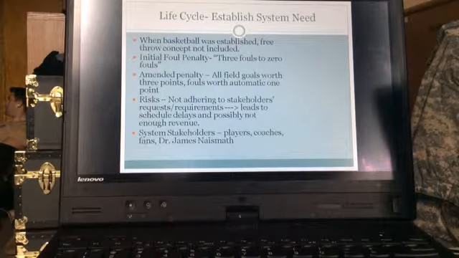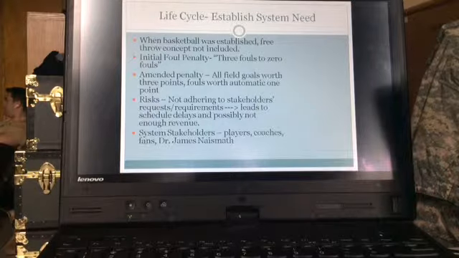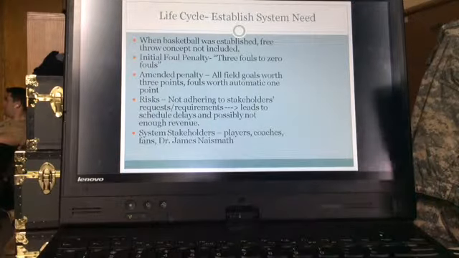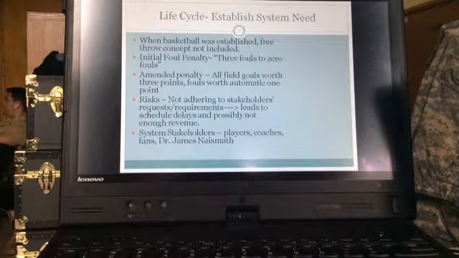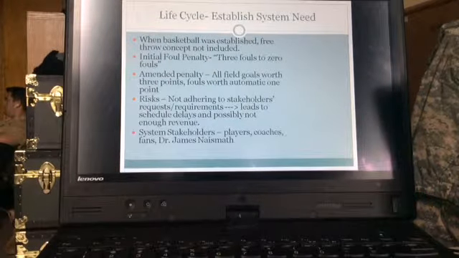When looking at the system's life cycle, the first step of this life cycle is establishing a system need. Now clearly, like I stated earlier, for the first 4 years, the concept of the free throw wasn't even come up with. We had the first 2 initial rules, where we had the 3 foul to 0 foul rule, which was later amended to all fouls being worth 1 point.